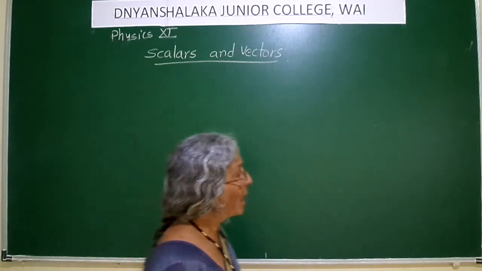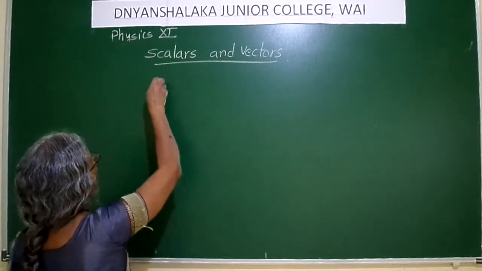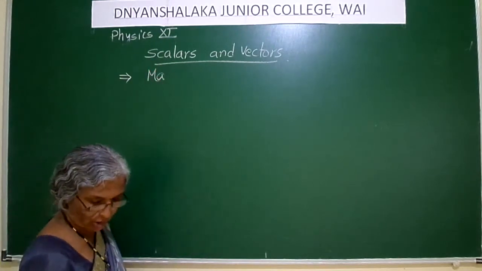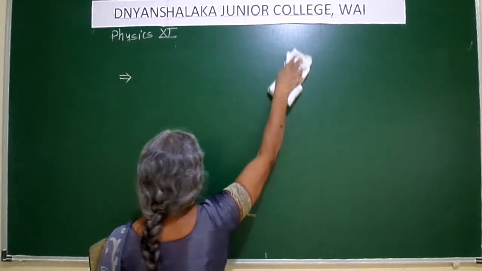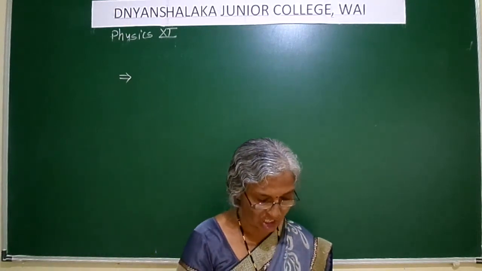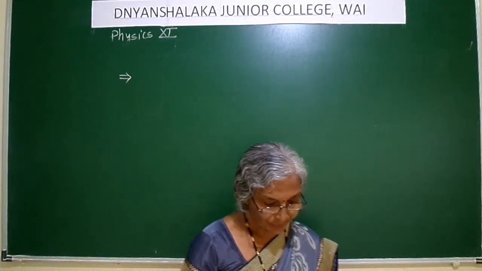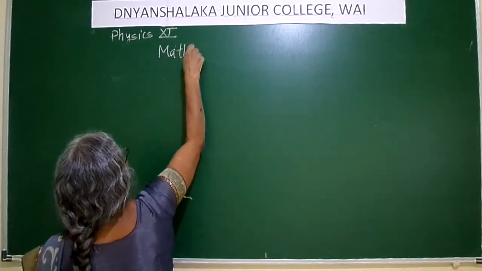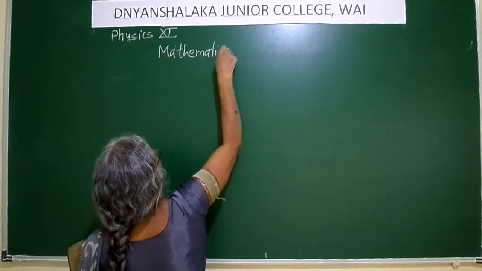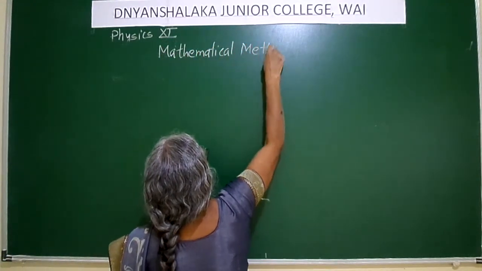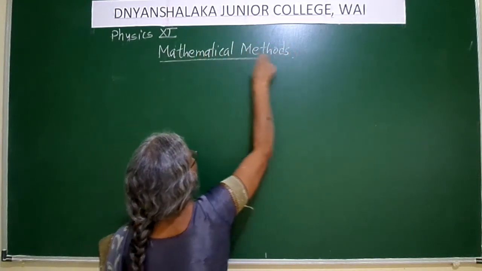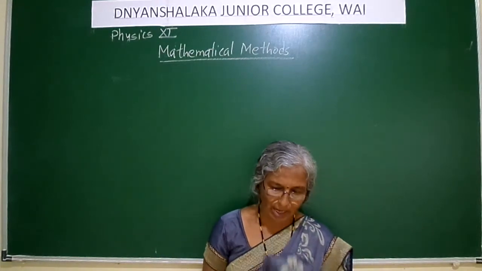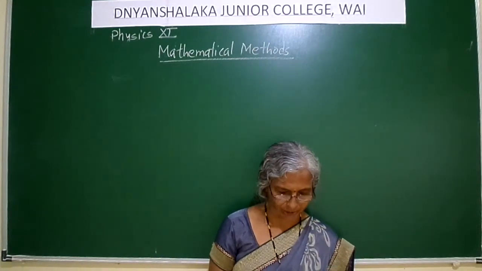Now this chapter, scalars and vectors, in your syllabus is the mathematical method. So instead of taking it as scalars and vectors right now, you have this chapter named as mathematical methods. Now this is a very important chapter in your syllabus, mathematical methods.